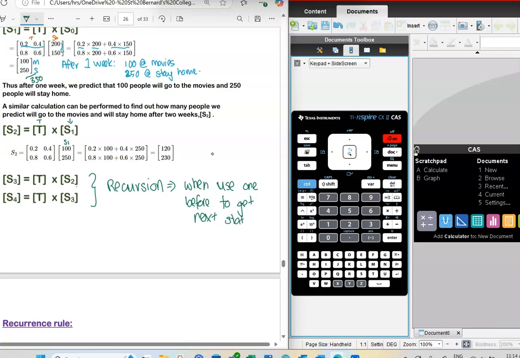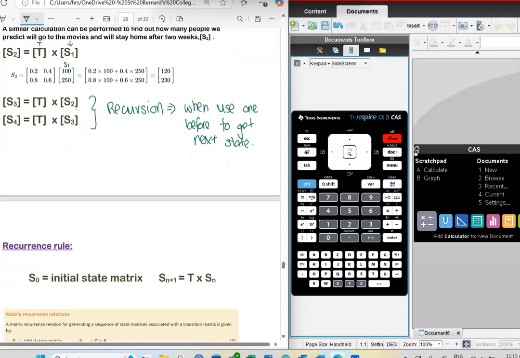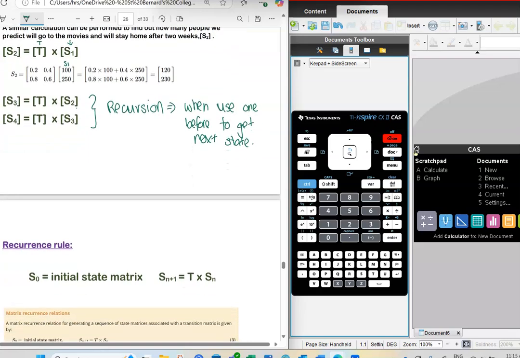I'll just say the next state. Okay, so that's what recursion means. So it just means like that. So I'm telling you now, when you use transitions, you can always get the following week if you've got what happened the week before, and you can just keep on going and going and going.